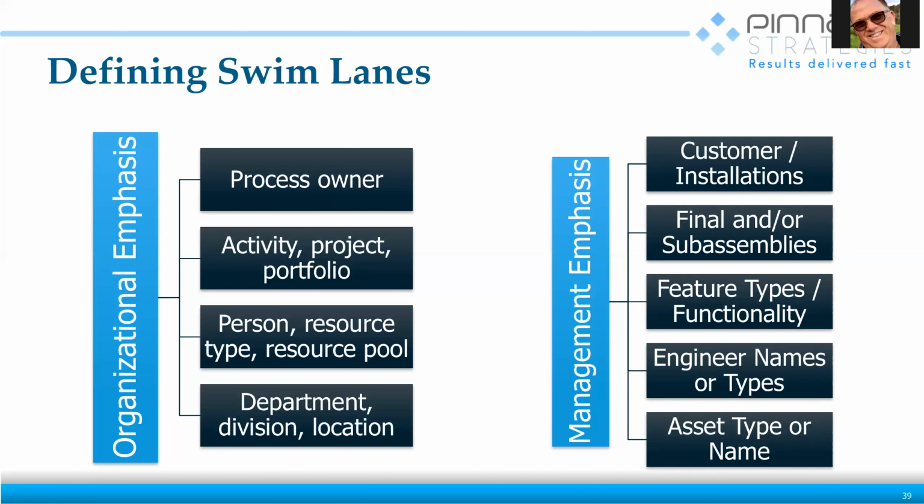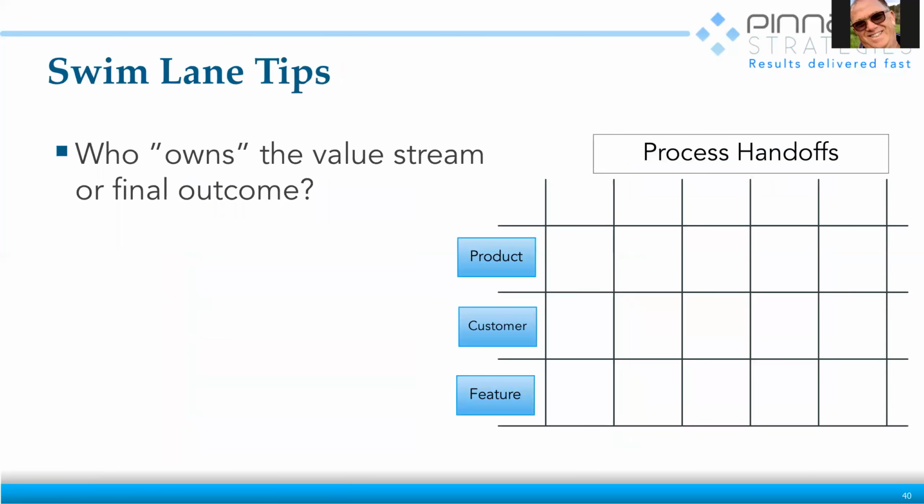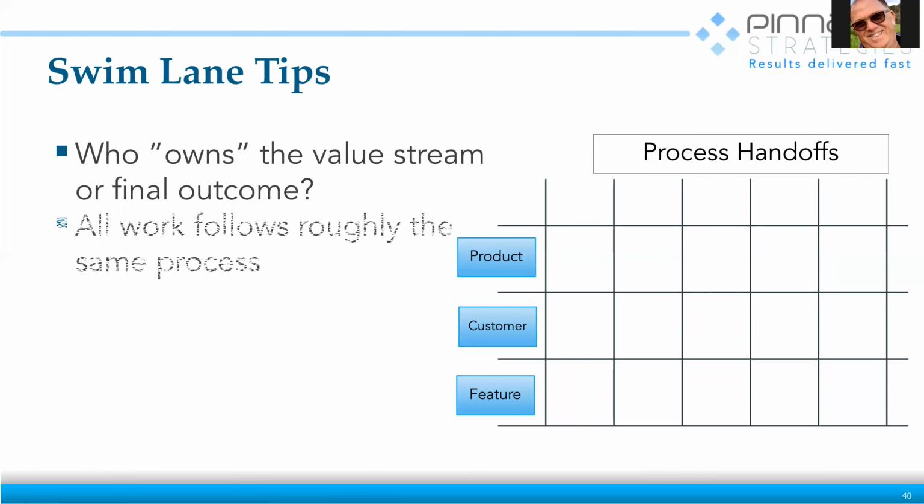Now, let's see. So tips. Building your swim lanes. All right. So I've given you the criteria. Who owns the value stream or the final outcome, right? So this is a question you want to ask for defining that lane. Does all the work, how can we classify the work following the same process? Making this evaluation starts very early in the process of figuring out what is the work.